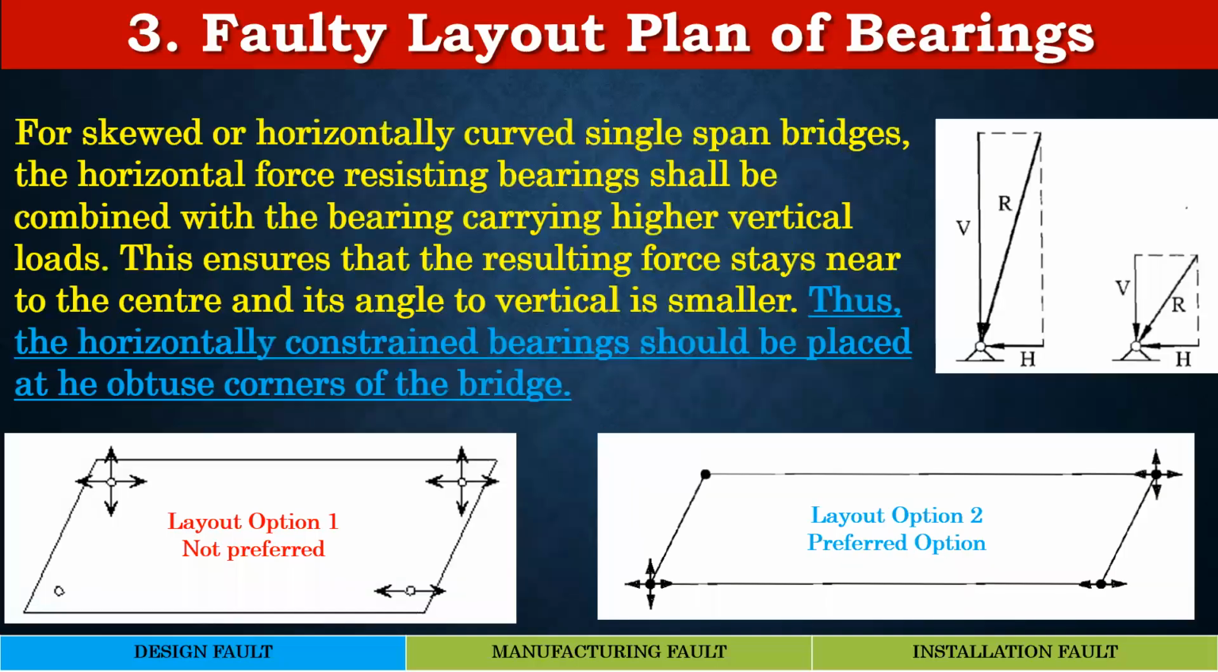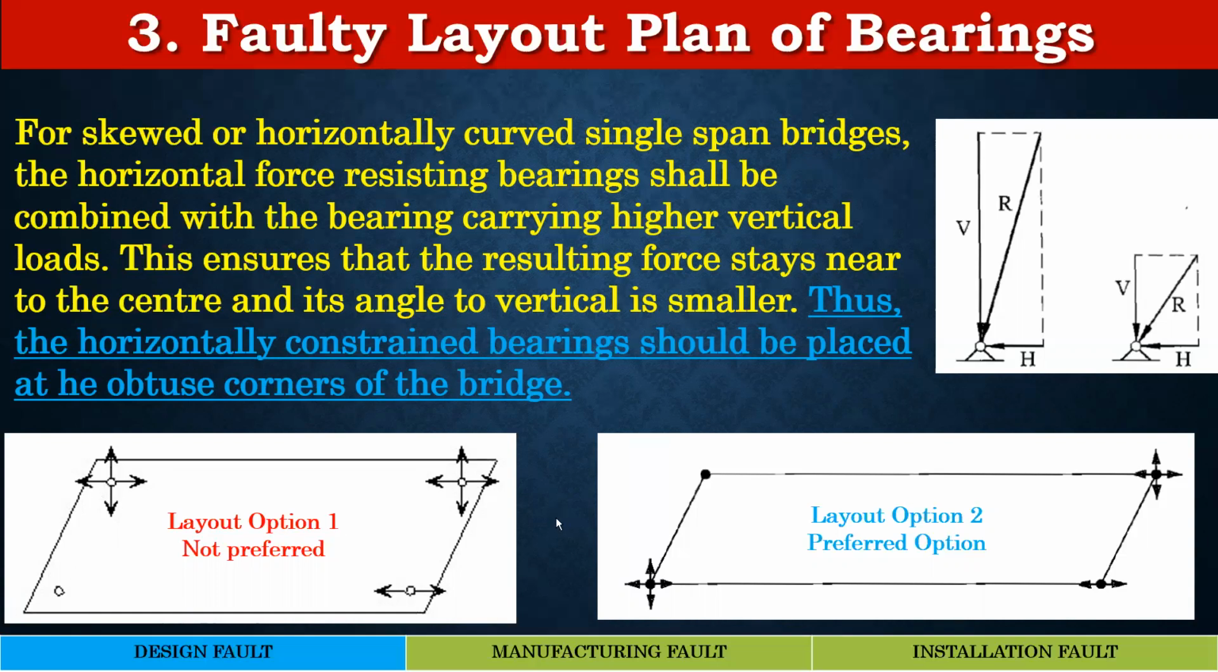Now, let us come to another case of skewed bridges. If you see the layout in case of a simply supported skewed bridge, you can have a similar arrangement where you have a fixed bearing and a free bearing in the fixed end, and a free bearing and a guided bearing at the free end. But where should we have the fixed bearing in this case? Should it be at the acute corner or at the obtuse corner?